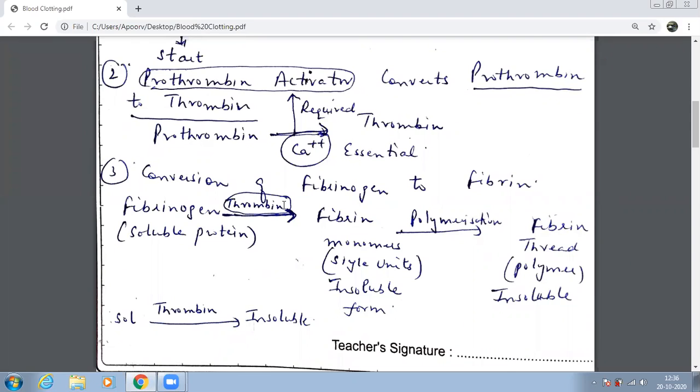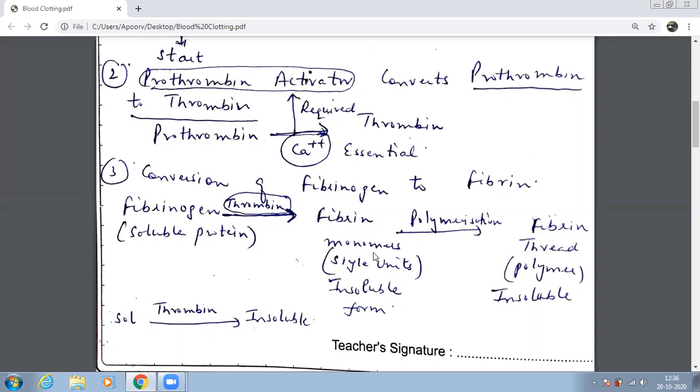Let us learn a bit about fibrinogen and fibrin. Fibrinogen is a soluble protein. Fibrinogen is which kind of a protein? Soluble protein. So this thrombin will convert fibrinogen into fibrin monomers, which are insoluble. Fibrin is insoluble and fibrinogen is soluble. So what is thrombin basically doing? It is converting this soluble protein, fibrinogen, into an insoluble form. And that insoluble form is what we call fibrin.